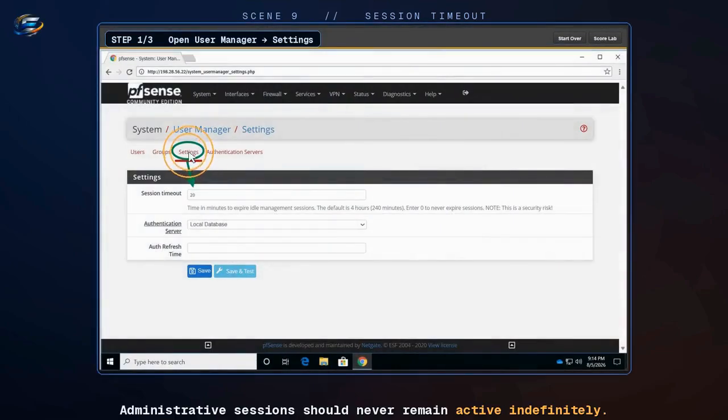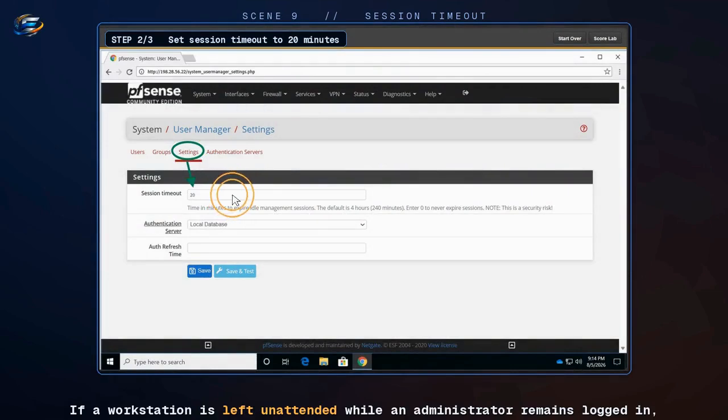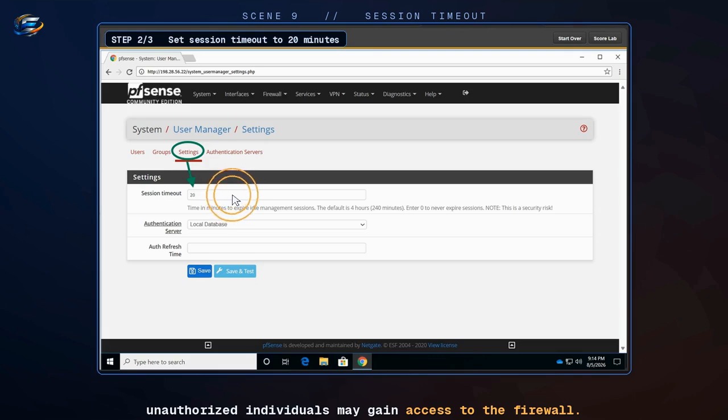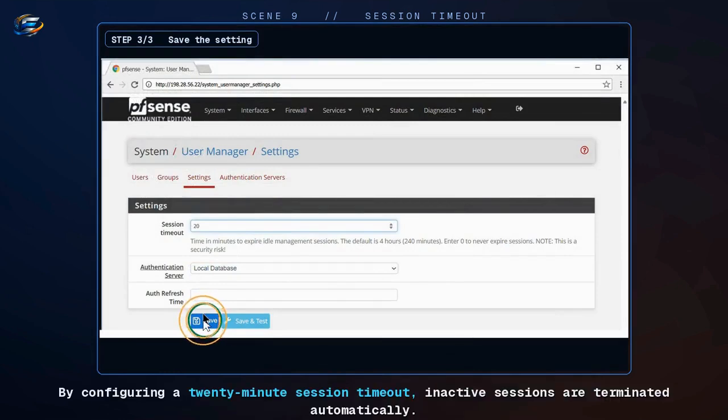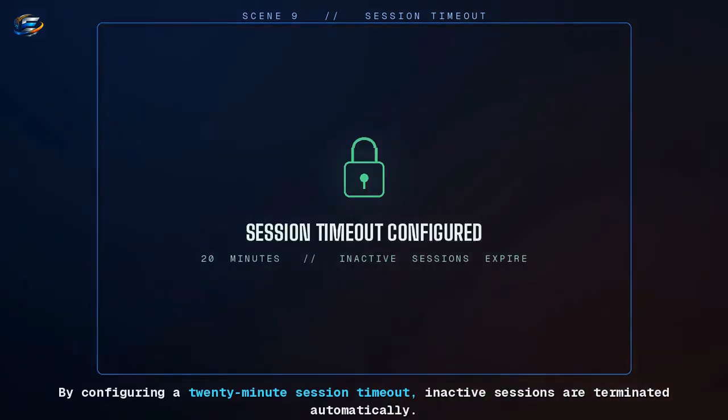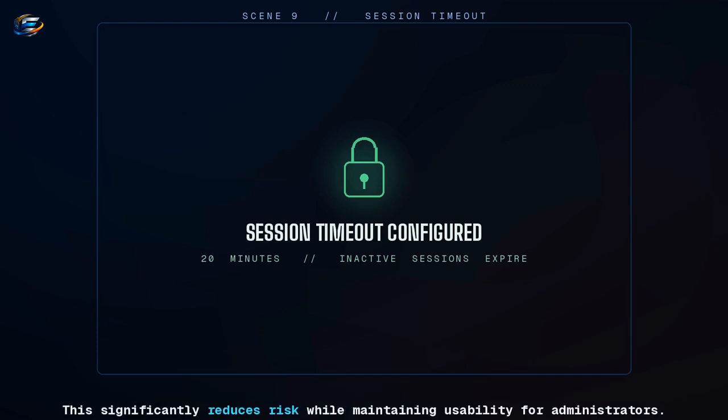Administrative sessions should never remain active indefinitely. If a workstation is left unattended while an administrator remains logged in, unauthorized individuals may gain access to the firewall. By configuring a 20-minute session timeout, the firewall automatically terminates inactive sessions, significantly reducing that risk while maintaining usability for administrators.